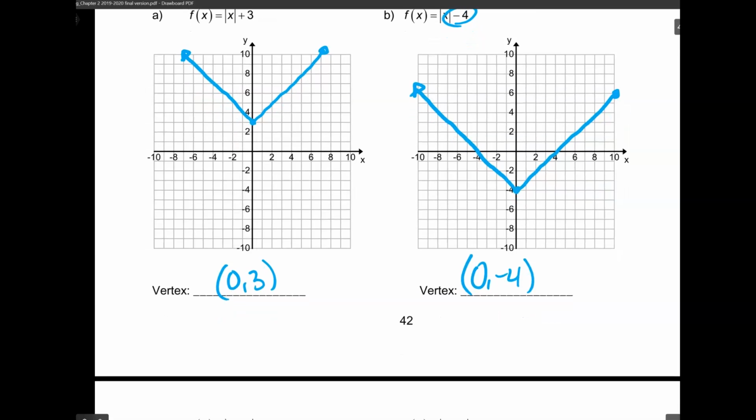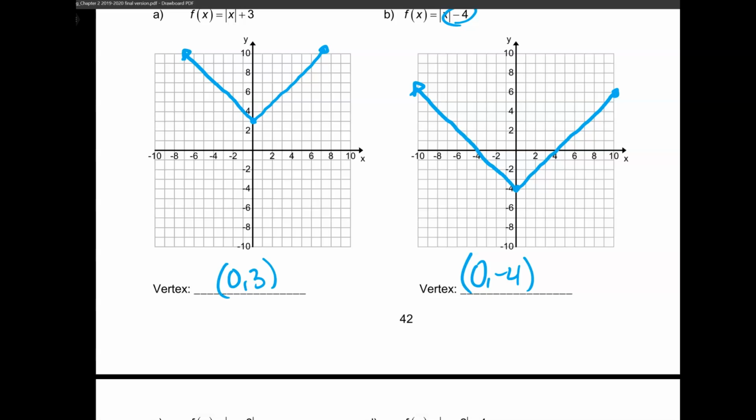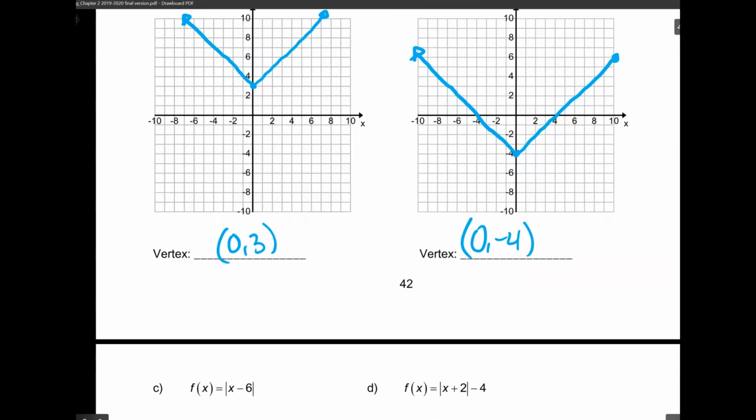Perfect. I did this wrong already. Which one? I already did this for homework. I did the vertex. Ah, so you just redo the vertex? Yeah. Okay.